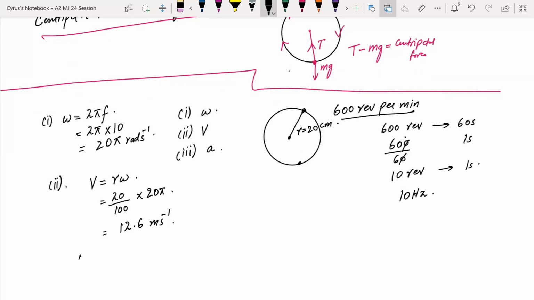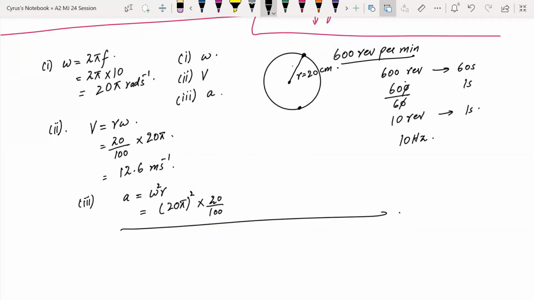And if you find the acceleration, acceleration is r omega square or v square over r, whatever formula you choose, you can apply omega square r or r omega square. Omega is 20 pi whole square. R is 20 over 100. If you do this, you will get your answer. You can use any formula and you will get the same answer, right?